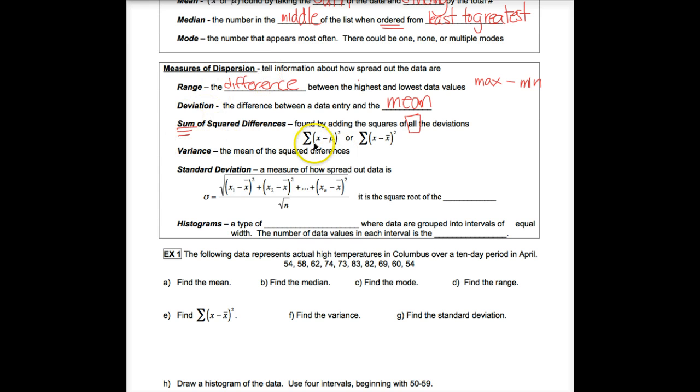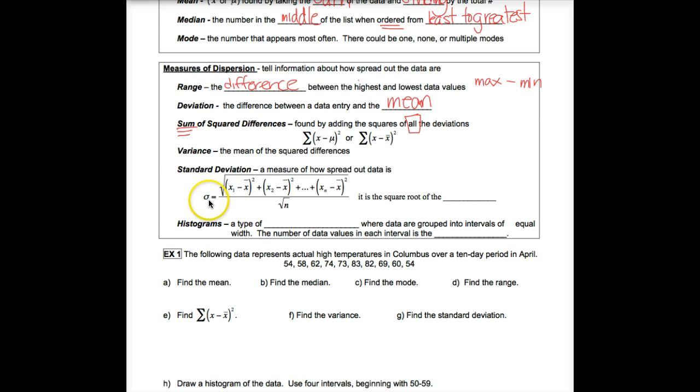Now, the reason that we find the sum of the squared differences is because of the variance and standard deviation. Variance is the actual mean of the squared differences. So, meaning we take the squared differences and we divide by however many pieces of data that there were. So add all the sum together and then divide by however many pieces of data you had.